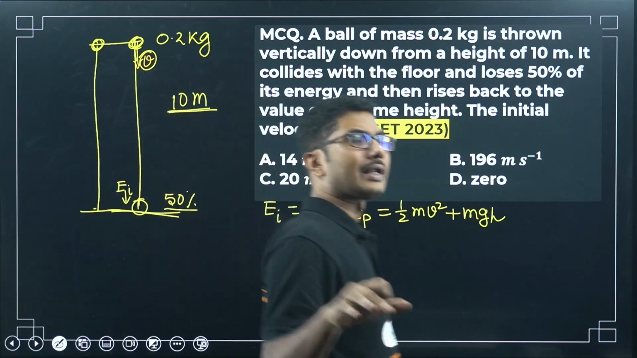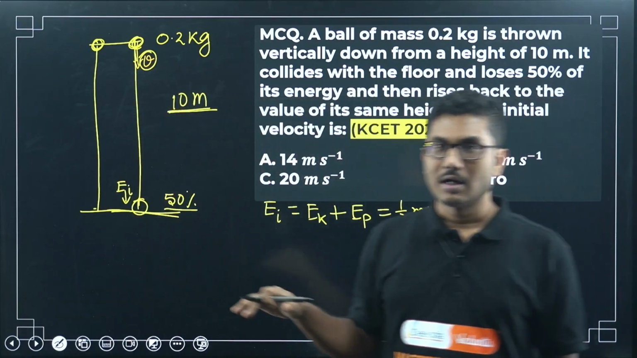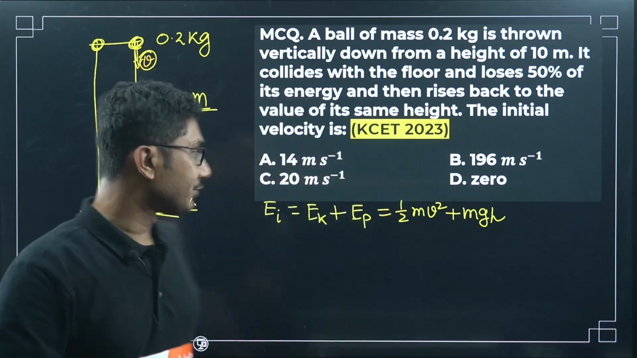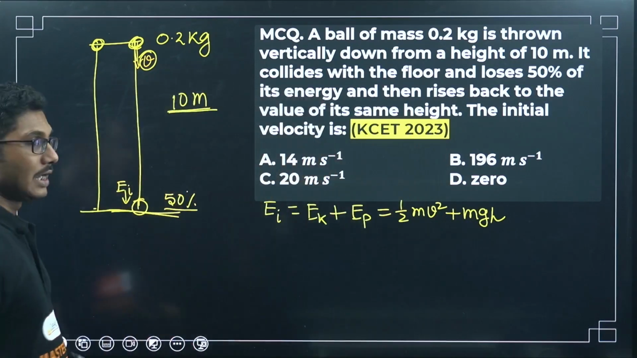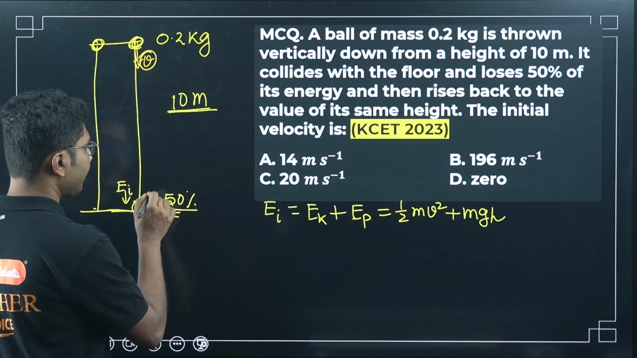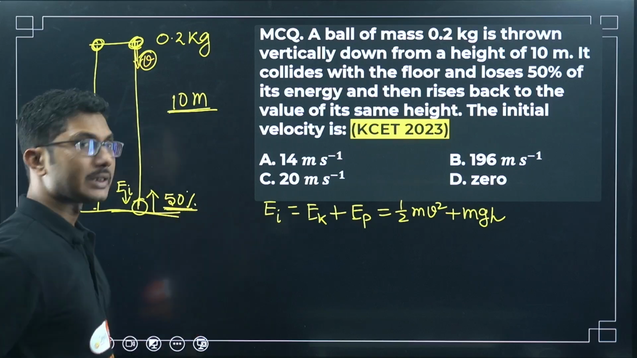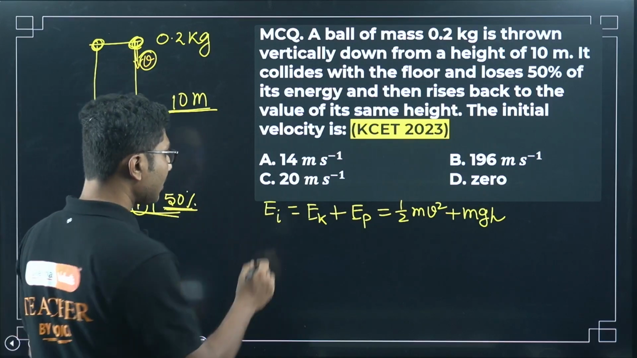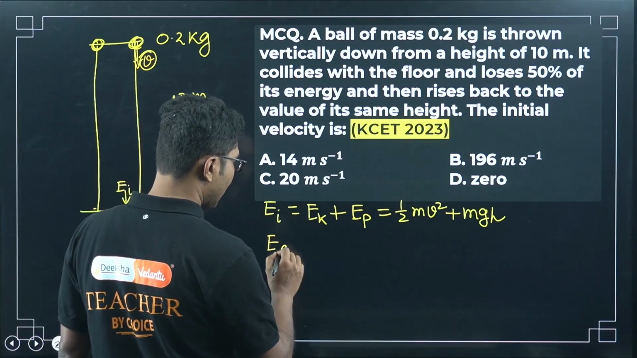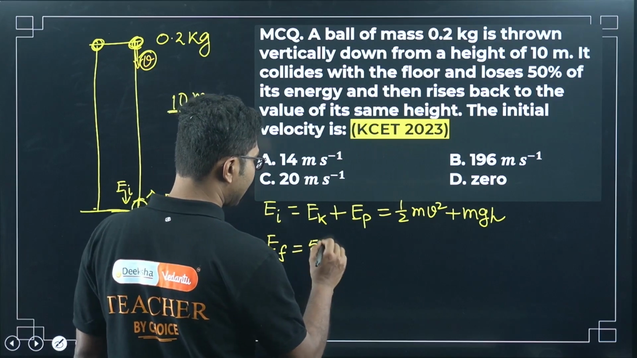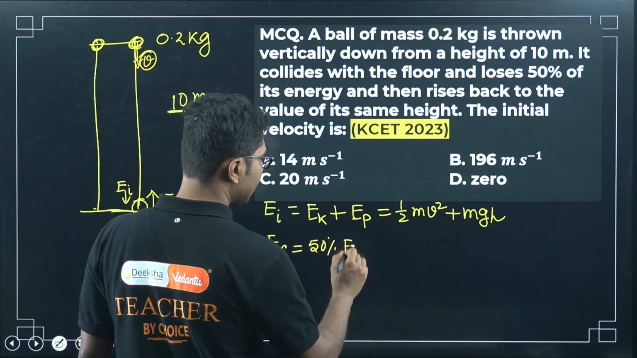Because there is no air, we are not considering any other damping forces. So it will have the same energy. But after collision, it is losing 50% of the energy. So after collision, what is the final energy? Final energy is 50% of the initial energy, right?